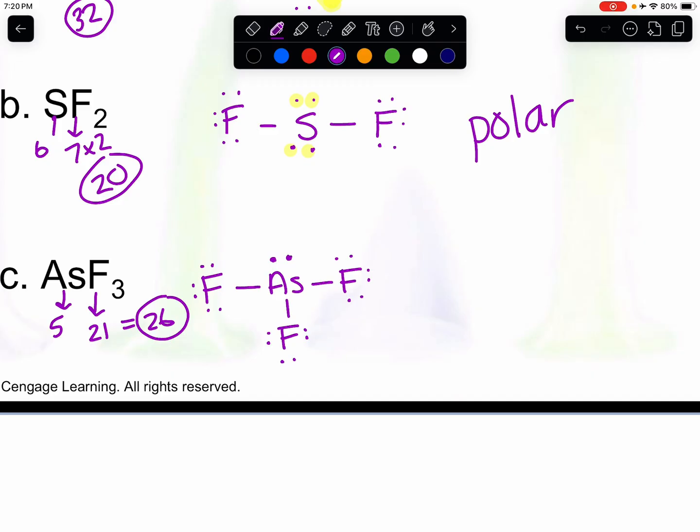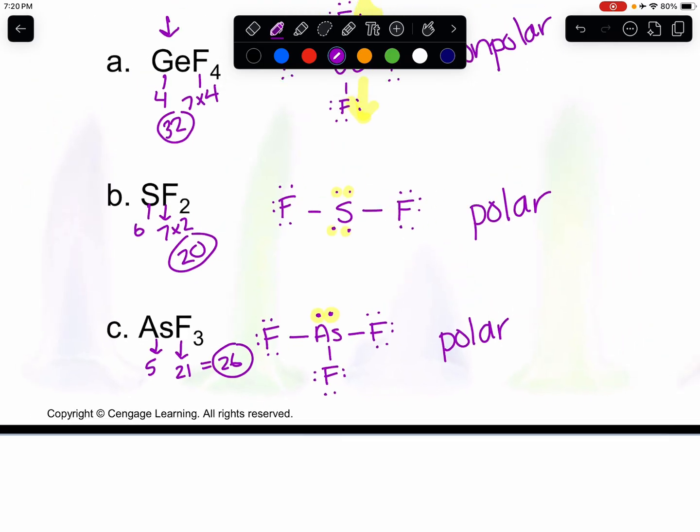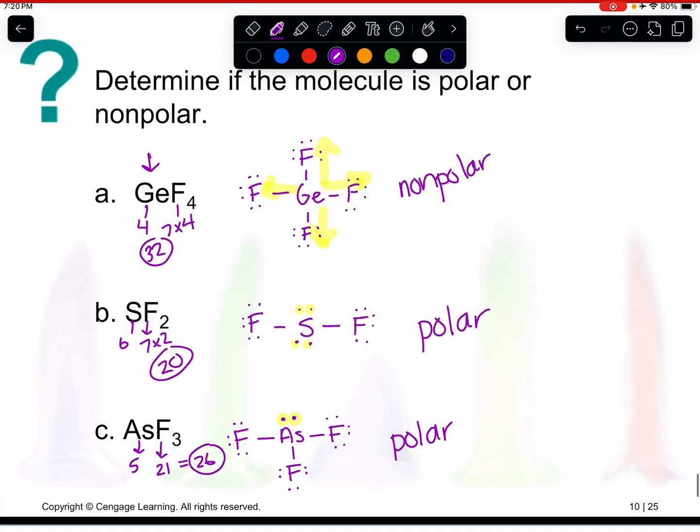Now this last one, AsF3, again, you had to draw that so you could see this lone pair. Seeing the lone pair on the center atom really is just a very clear identifier that this molecule is polar. Okay? Hopefully that helps you with polarity.